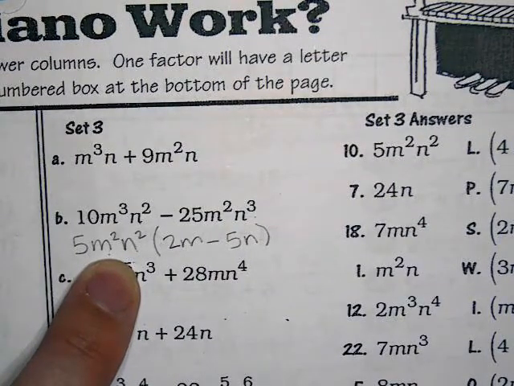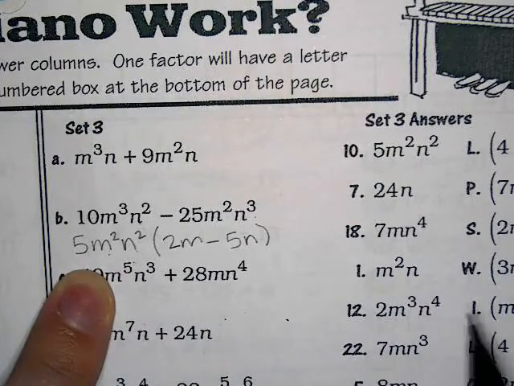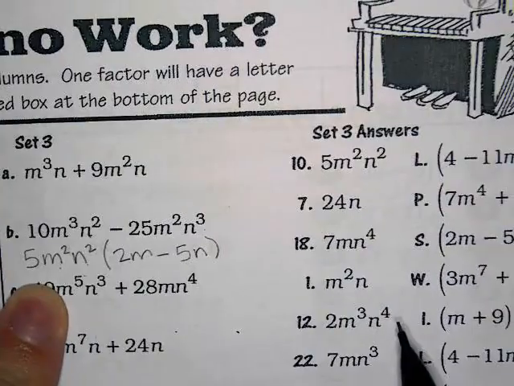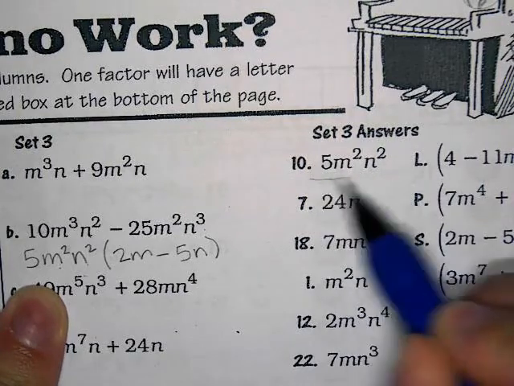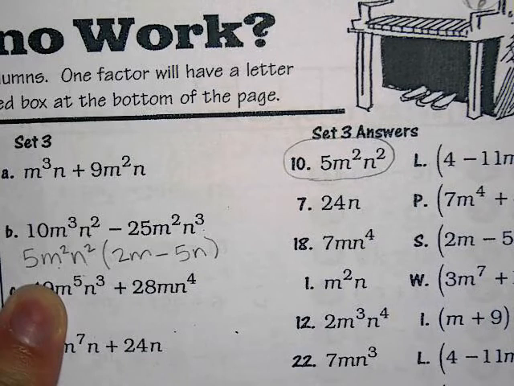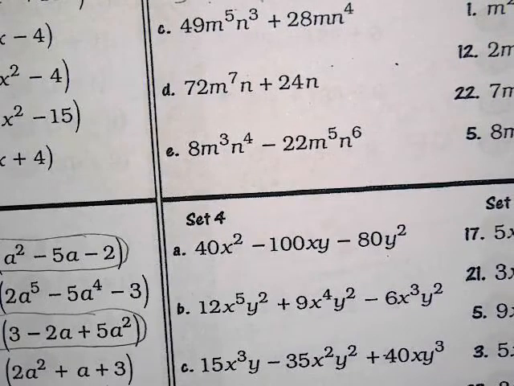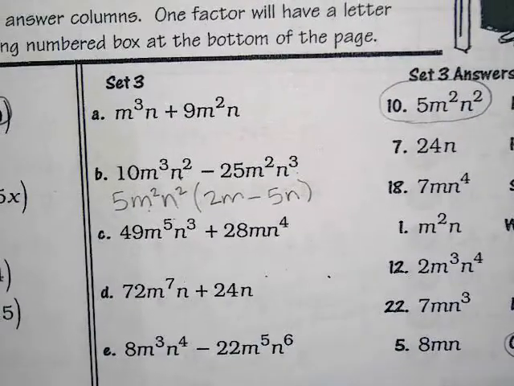So we have 5m squared n squared and 2m minus 5n. So in box 10, we're going to put an O.